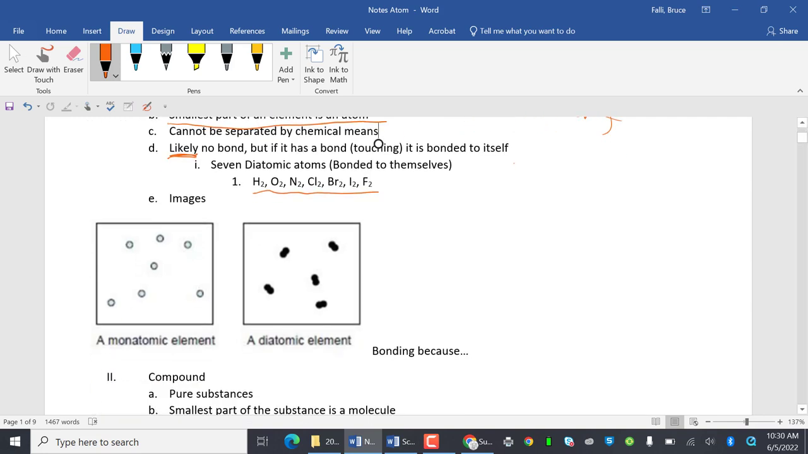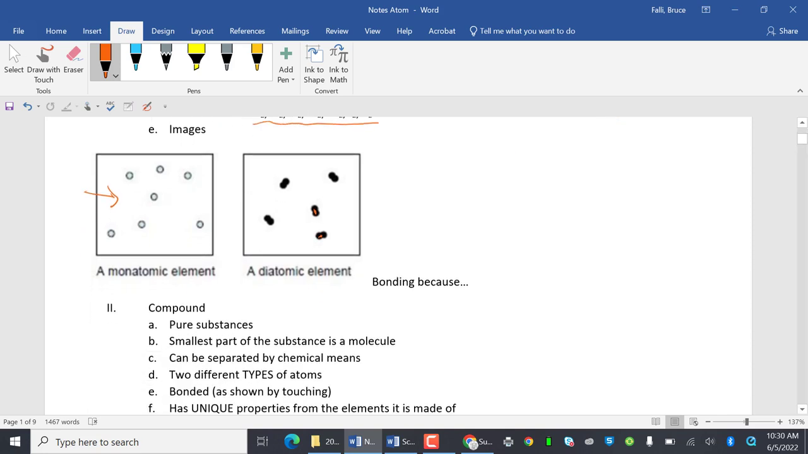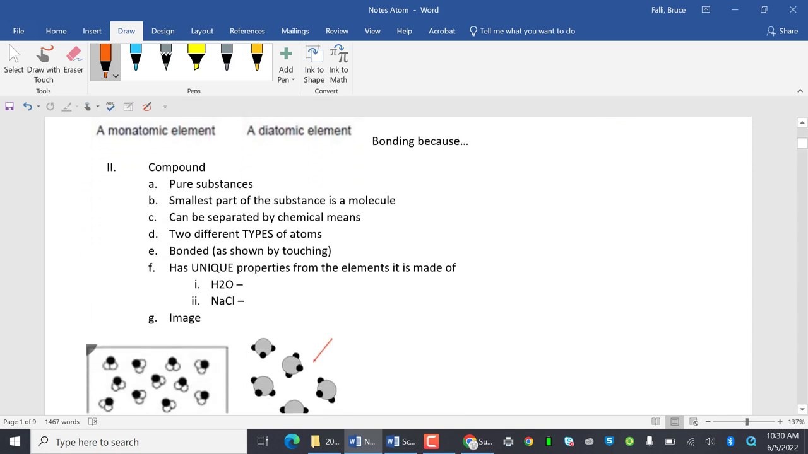So the images that would represent this would be a monatomic element. Notice right here, I've got no bonds, no touching. It's pure. All there are those light gray things. And a diatomic element, okay? The diatomic element, when they touch, that means they're bonded, right? It's kind of like the creepy people in the hallway that are all over each other. You can tell they're bonded because they're all... It's bad. Hope that doesn't happen in summer school.